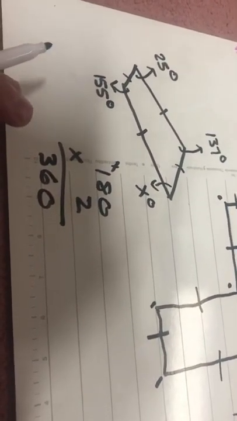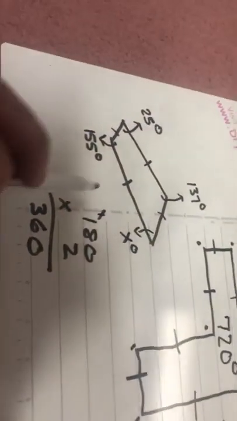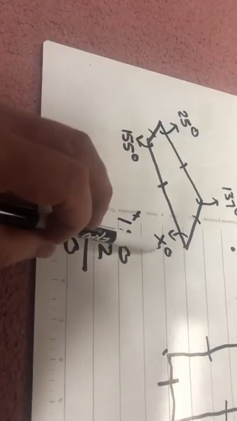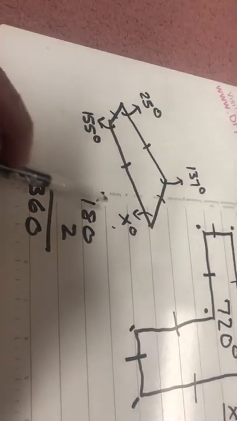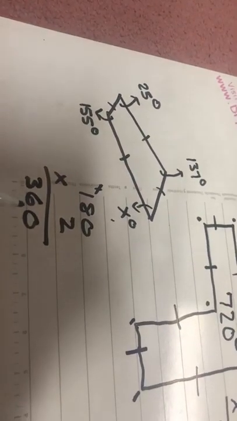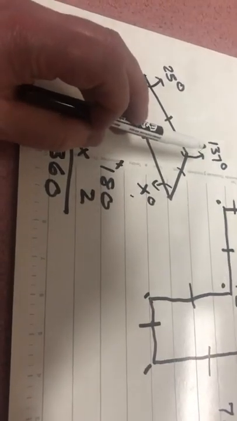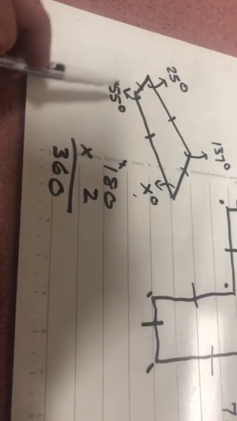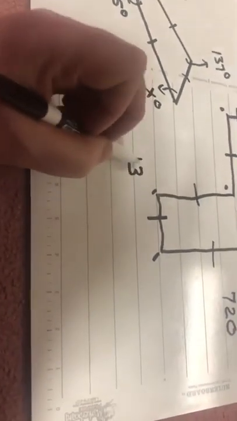It would be very easy to be in a rush and just say, oh, the answer is 360. But no, remember, that's not what we're solving in this section. What we're doing is we're solving for x. So all 4 of these angles combined equal 360. So what I have to do is take the 3 angles that I know, 137, 155, and 25, and add them together. So I'm going to do that.